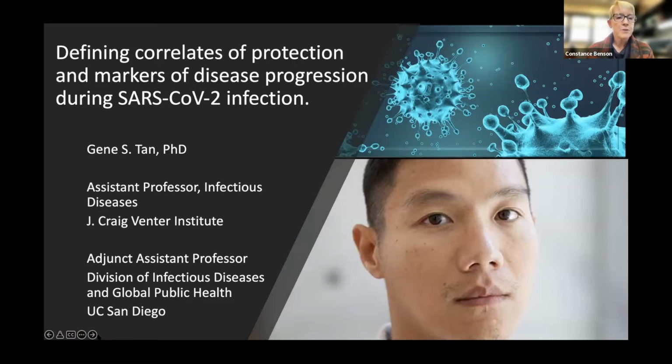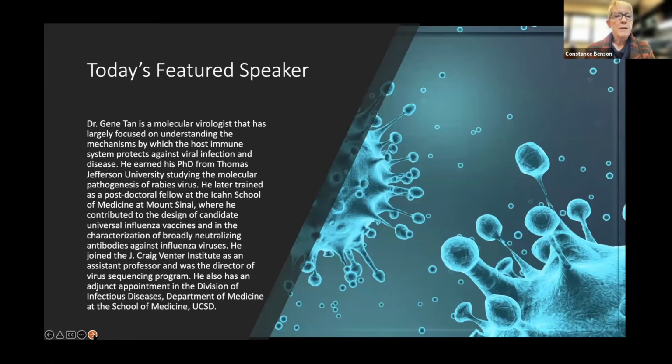Just a few words about Dr. Tan, our featured speaker. He is a molecular virologist, largely focused on understanding the mechanisms of host immune system response against viral infection and disease. He received his PhD degree from Thomas Jefferson University, studying the molecular pathogenesis of rabies virus. He later trained as a postdoctoral fellow at the Icahn School of Medicine at Mount Sinai in New York, where he contributed to the design of candidate universal influenza vaccines and in the characterization of broadly neutralizing antibodies against influenza viruses. He joined us here in San Diego at the J. Craig Venter Institute as an assistant professor and was the director of the virus sequencing program.